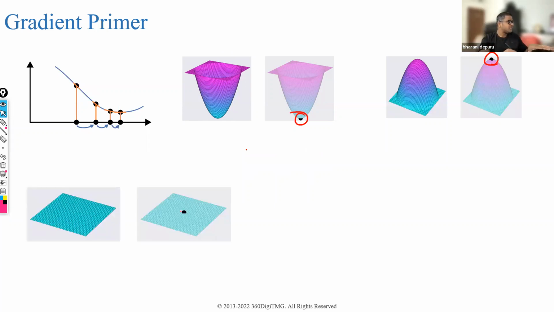Sometimes you can have a surface like this, a flat surface. This is called a plateau. Getting stuck at a plateau is not good for your model. Why? We'll talk about why that is the case in the subsequent slides.